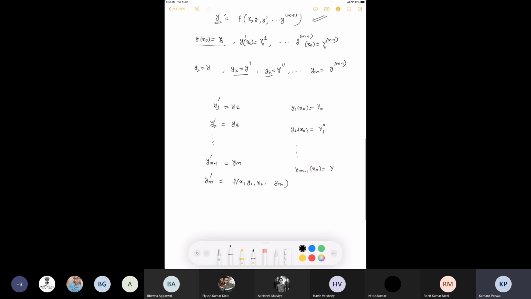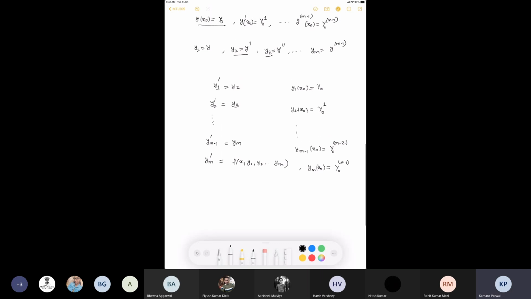Sorry, let me just be consistent. So the 0 is below and the 1 is above. Okay, so this will be 0, m minus 2, and finally ym at x naught is going to be y0, m minus 1.